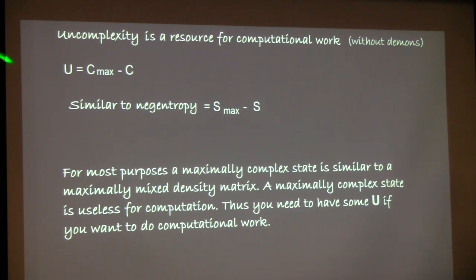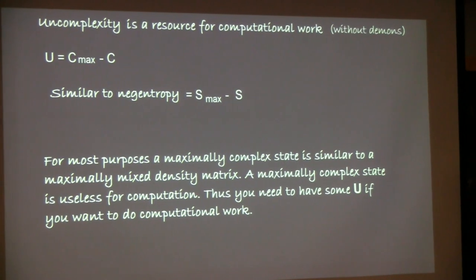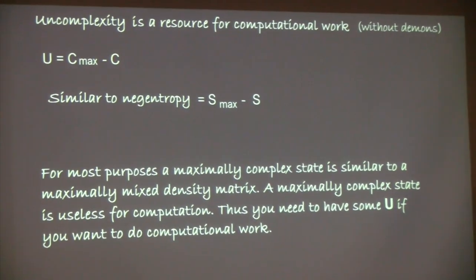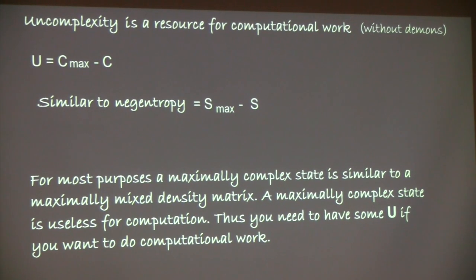And I claim that you can do computational work if the complexity is less than maximal. And by computational work, I mean a particular thing. It's what Adam and I call directed computation. In particular, it means work, by which I mean raising a weight, doing it without Maxwell demons, without running against the grain of the second law. What I mean by computational work is interesting computation that you can do without having Maxwell demons in your system. Is that a good enough definition?